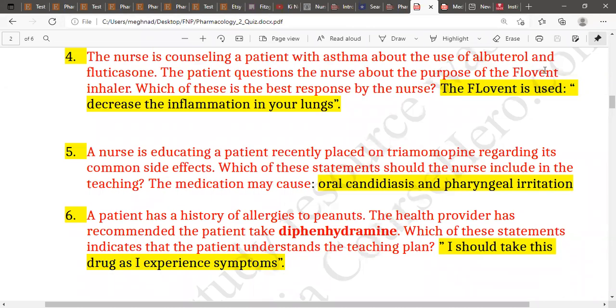So if your patient takes fluticasone or the Flovent inhaler, it is a steroid. So what could we tell, which is the best response by the nurse? The Flovent is used to decrease the inflammation in your lungs. It is a steroid, and we use steroids as prophylaxis. They reduce the inflammation.